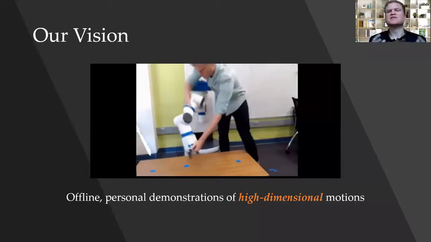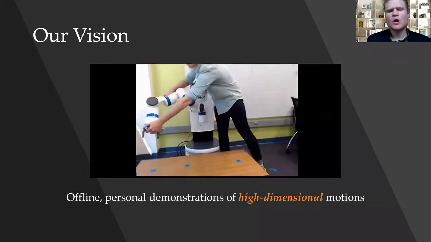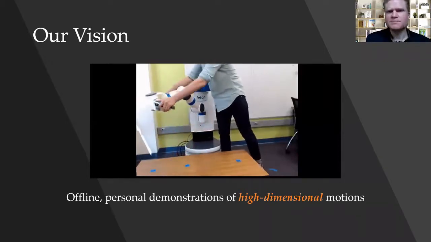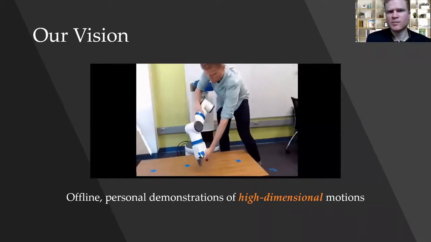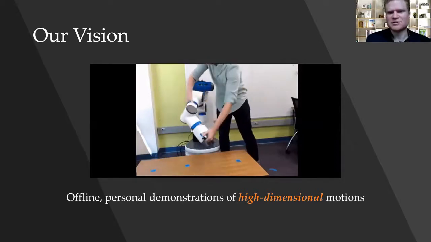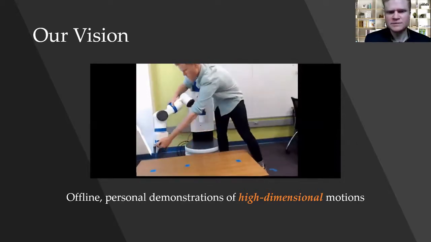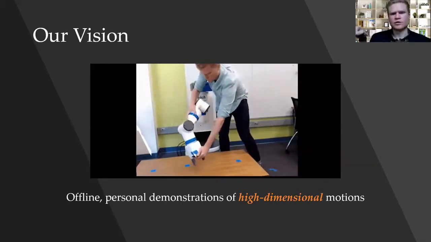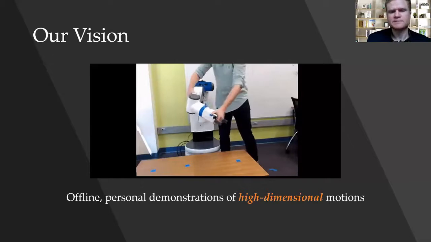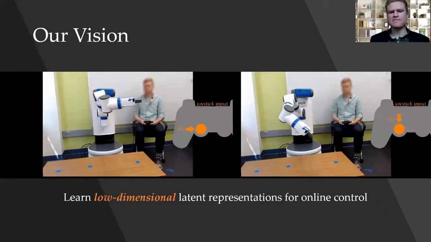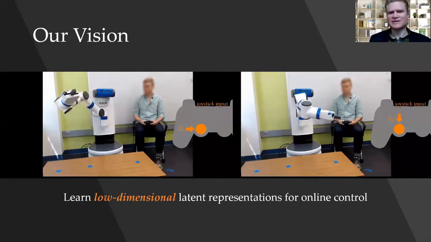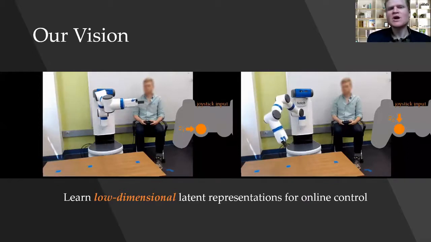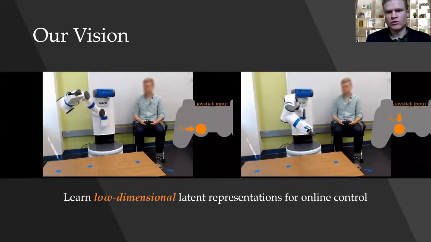I want to show you guys a vision of how this could work. We imagine collecting offline, personalized demonstrations of high-dimensional robot motions. Here I'm providing those demonstrations through kinesthetic demonstration. We can also imagine them being provided by a caretaker, or even by just controlling the robot using the joystick as it currently is done. Next, I'm going to embed those high-dimensional actions into a low-dimensional latent space, which I'm then going to give to the user to control the robot.